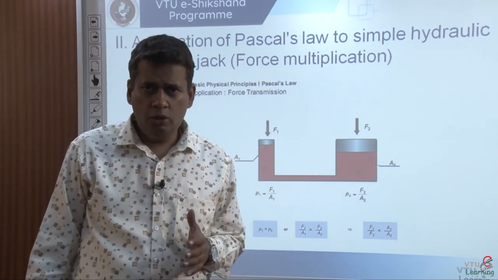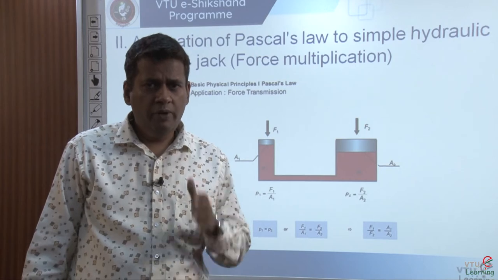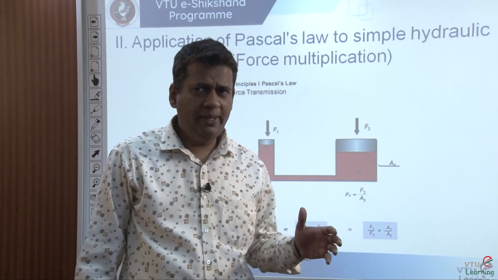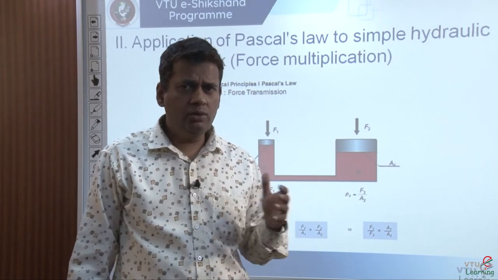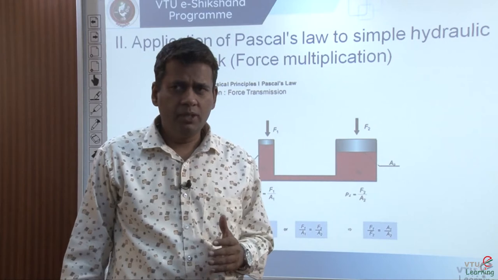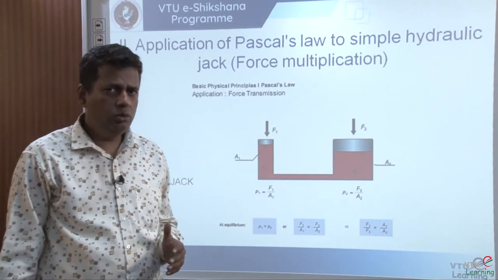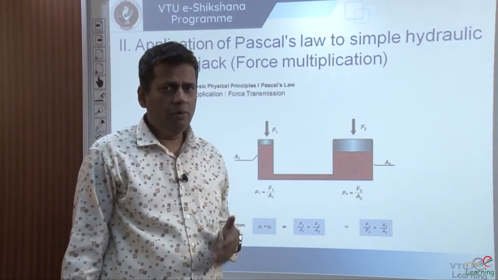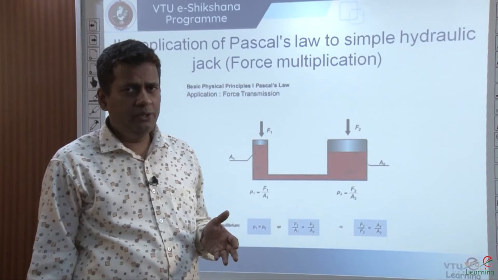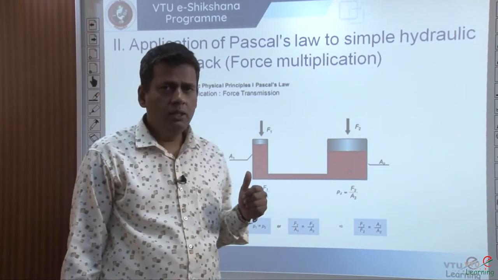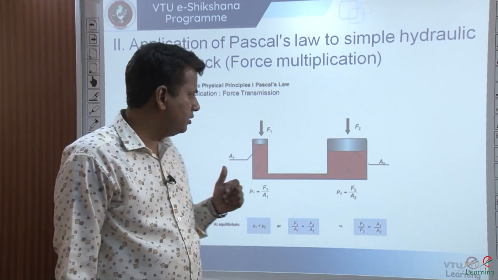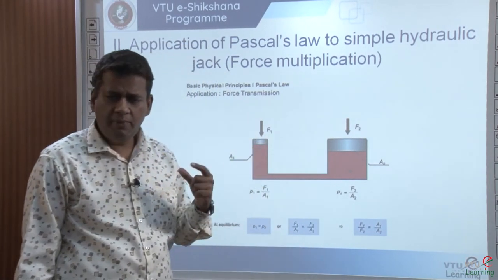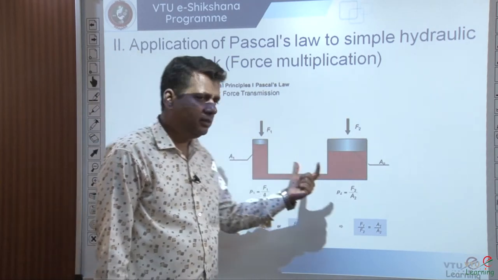If I want to transmit power with constant power transmission as my motive, I need to use two cylinders which are identical. Scenario 2. If I want to transmit power with amplification as my motive, then I need two dissimilar cylinders. So, previous case similar cylinders, now two dissimilar cylinders.